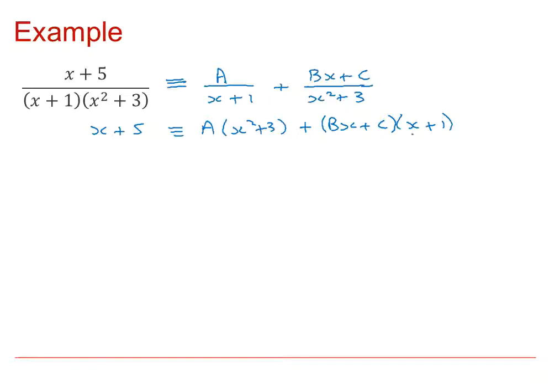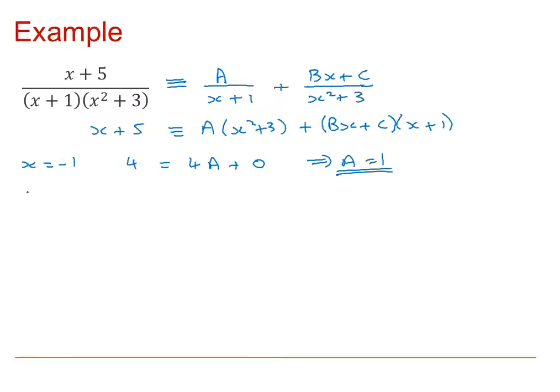Now looking for a nice value of x, I'll look at this x + 1, and it would be a good idea to let x equal -1. So -1 add 5 is 4. (-1)² + 3 is 4, giving 4a, and -1 + 1 at the end is of course 0. So we found a is 1.